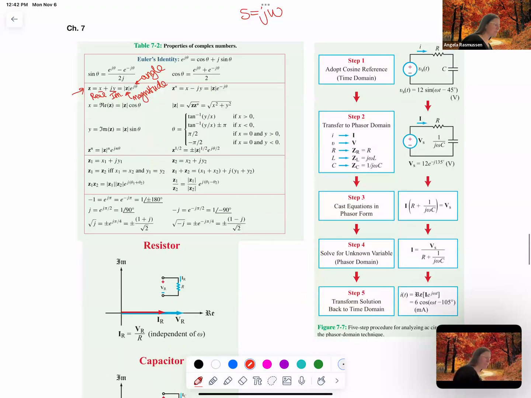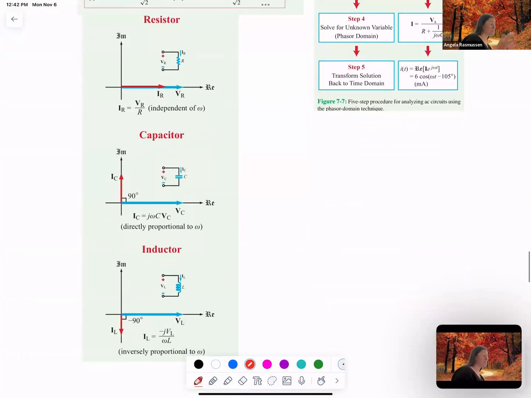Okay, so this is a little different perspective on resistors, capacitors, and inductors. In the circuit, a resistor only has a real value. So it's going to only have a phasor going in the real direction. That's why you see that the current and the resistance are both going in the real direction.